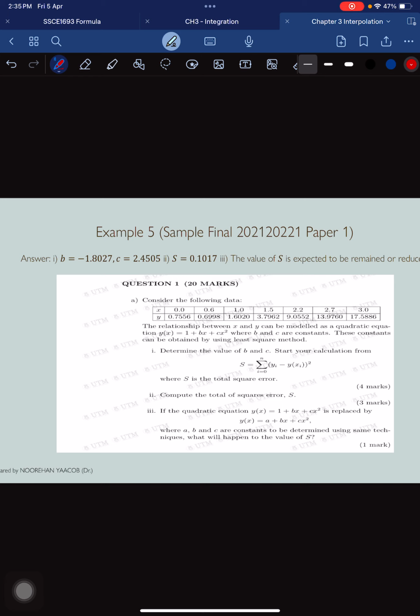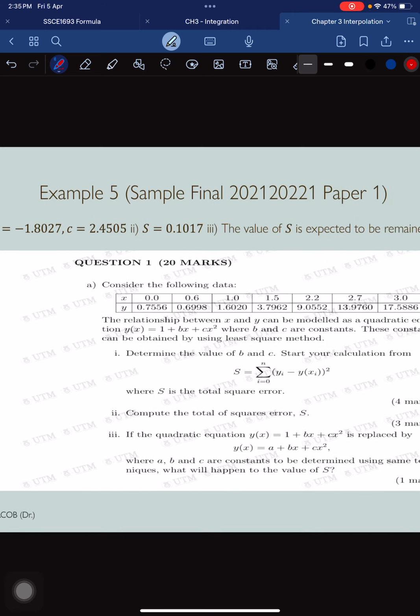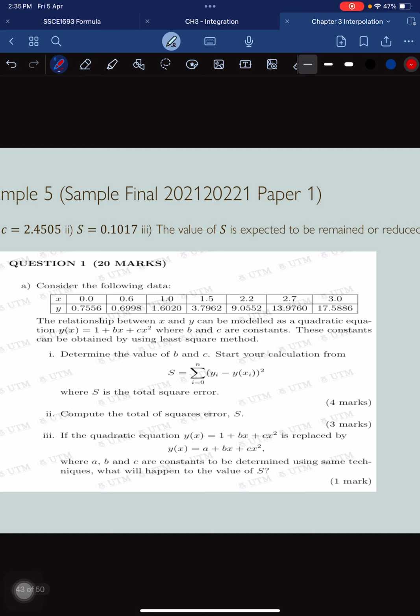Okay, and then for example 5, example 5 is under quadratic linear least square method. So the question: the relationship between x and y can be modeled as a quadratic equation where b and c are constants. These constants can be determined by using the least square method. Determine the value of b and c.